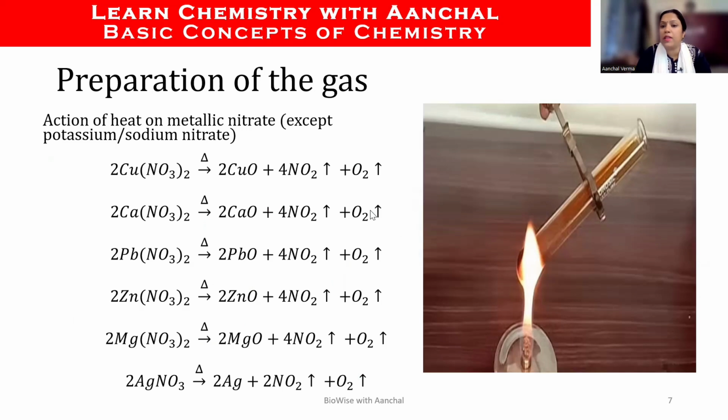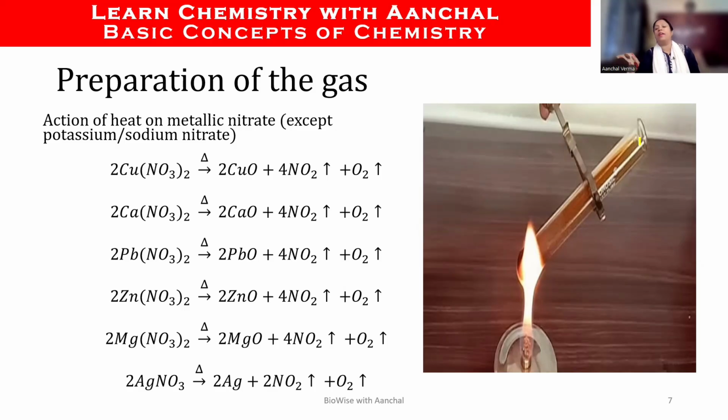How can you prepare this gas? You can see here, this reddish brown color is the nitrogen dioxide. Along with it, oxygen is also released. Oxygen is a colorless, odorless gas, so it comes out with the reddish brown nitrogen dioxide. So we can test here by bringing a glowing splint. It will rekindle the glowing splint, showing the presence of oxygen.